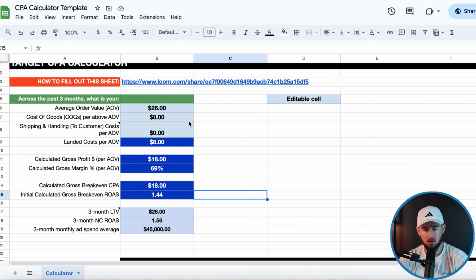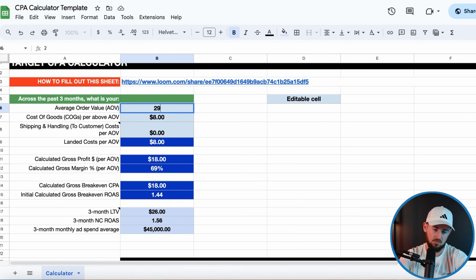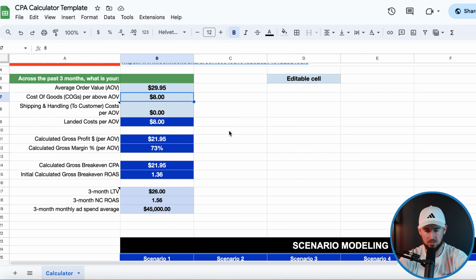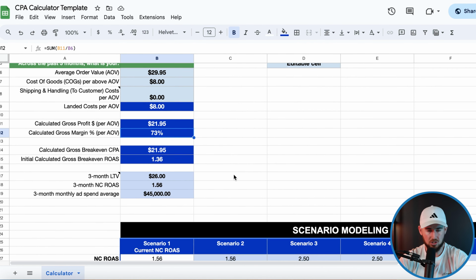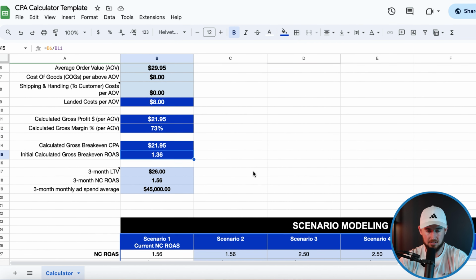So easy thing first, we can improve the AOV. Let's literally just increase the price of the product. We're selling it for $26 right now. Let's just say we get that to $29.95. All right, we increase the price of the product. Nothing else changed. Cost of goods still stays the same. We're at a 73% margin. We're at a break-even ROAS of 1.36 now.